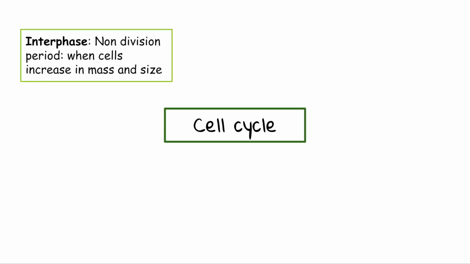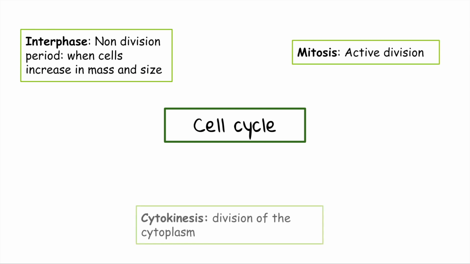The cell cycle. So there are three phases of the cell cycle. We have interphase, which is the period where the cell is not dividing, when the cells increase in mass and size. And then we have mitosis, which is an active division, and cytokinesis, which is the division of the cytoplasm.